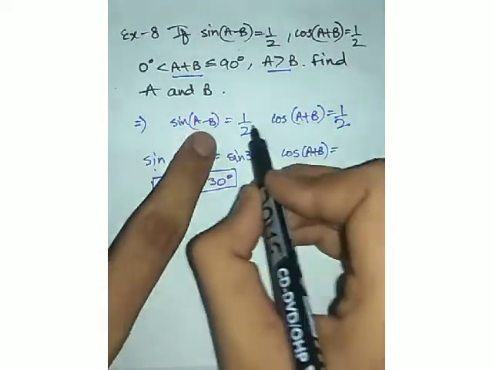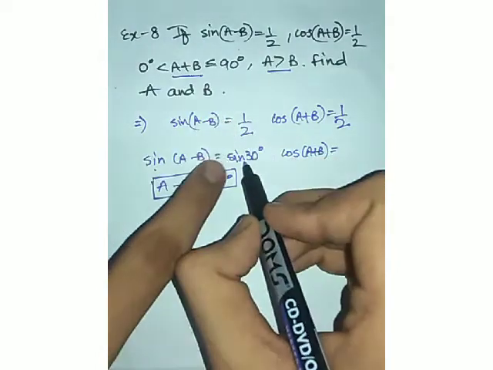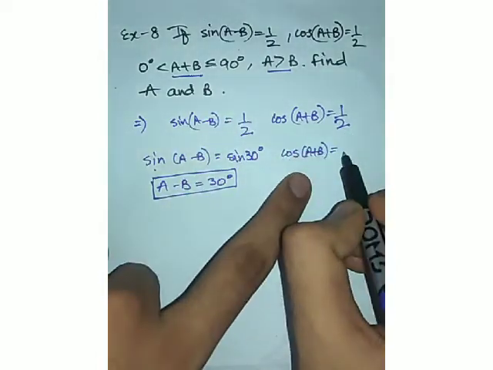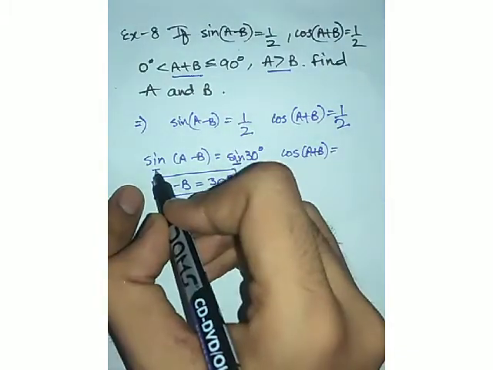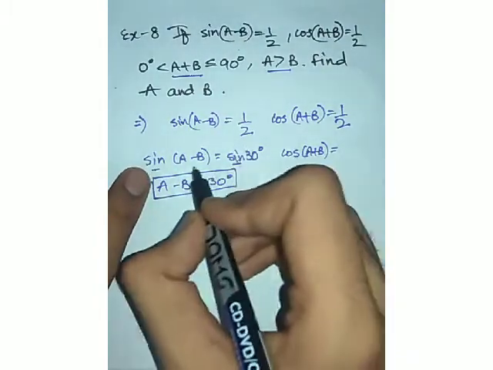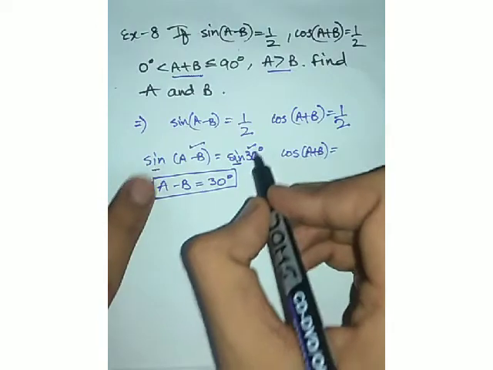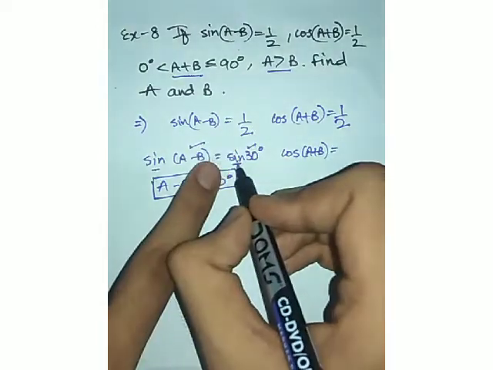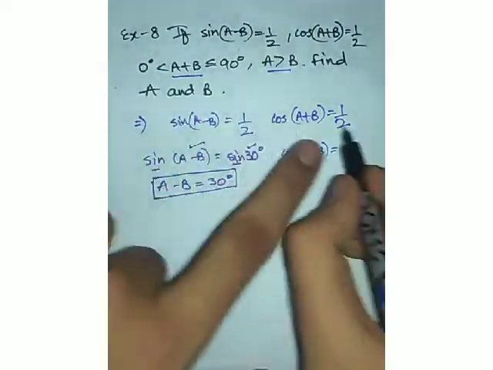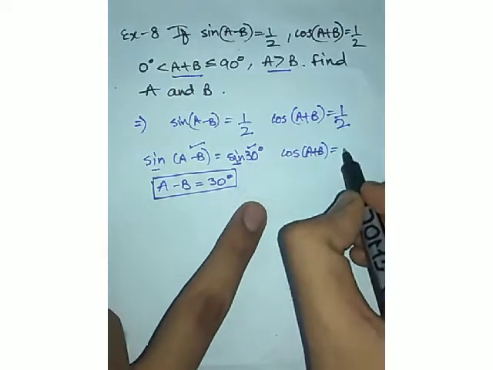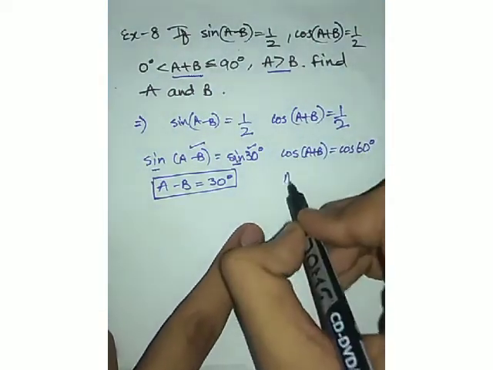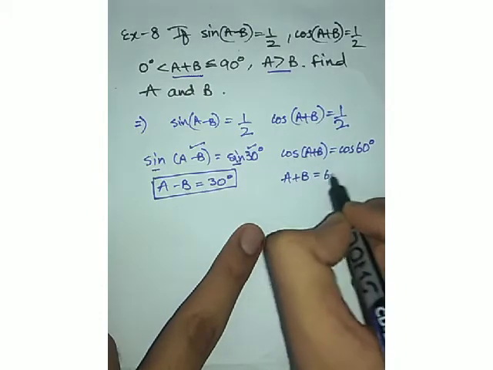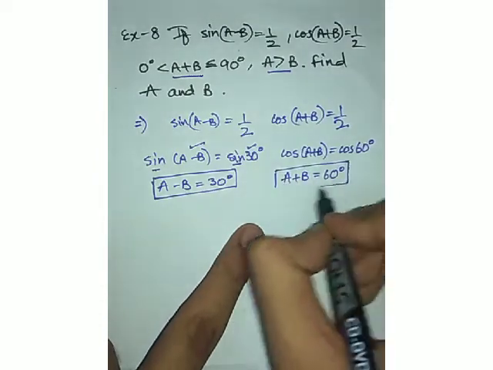Now why are we writing this term in sine and this in terms of cos? Because only if the trigonometric functions are equal on both sides can the angles be equated. That is why we write this in terms of sine because there is sine, and this in terms of cos because there is cos. You can easily write cos of 60 degrees. So in this way you get one more equation, that A plus B is equal to 60 degrees.